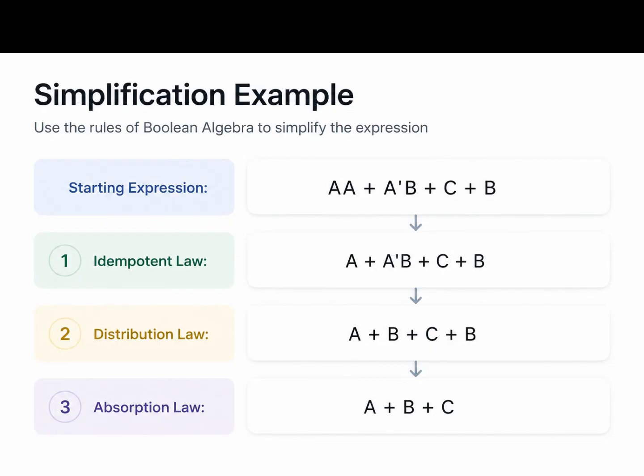Let's put these rules into practice. Imagine we have a messy expression derived from a circuit. By applying our laws step by step, we can drastically reduce it. First, AA becomes just A using the idempotent law. Then we can use distribution and absorption to eliminate the redundant V terms. What started as a complex 4-term expression simplifies beautifully, meaning we can build the same circuit with far fewer physical gates.